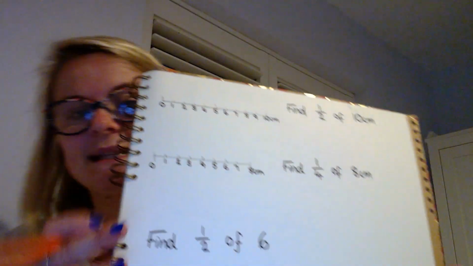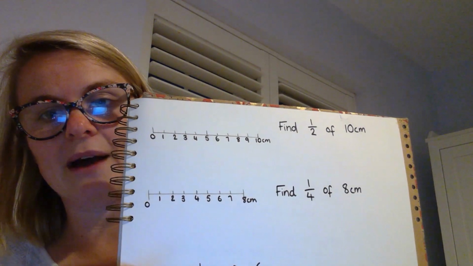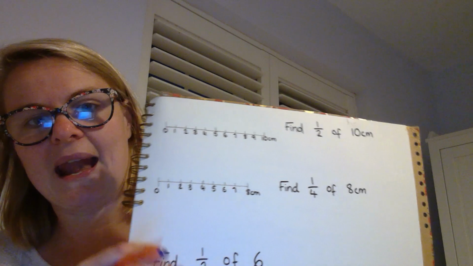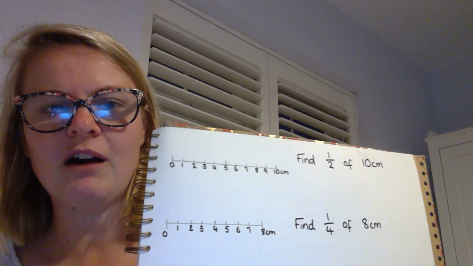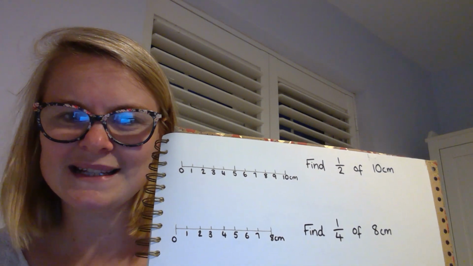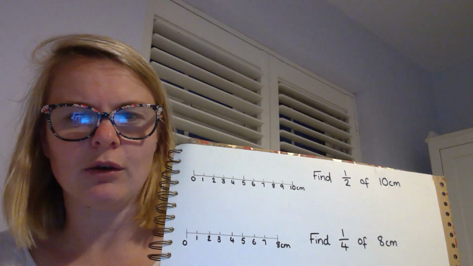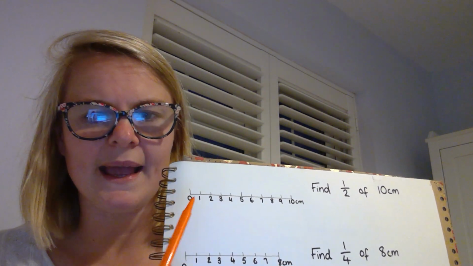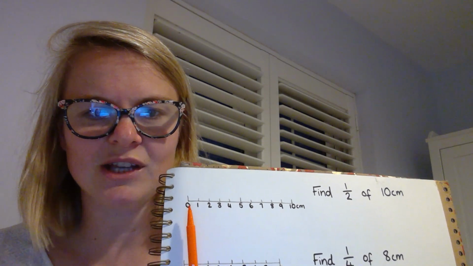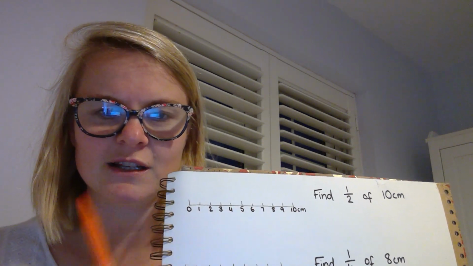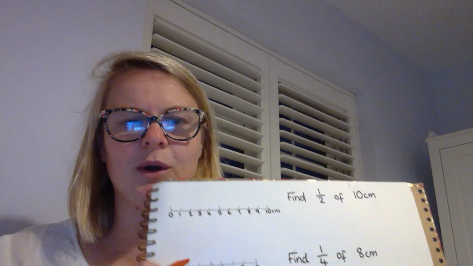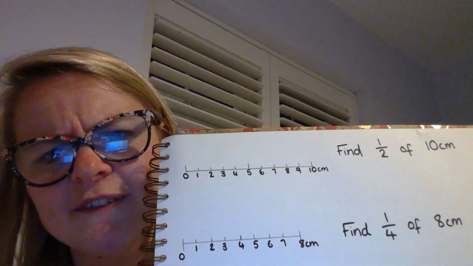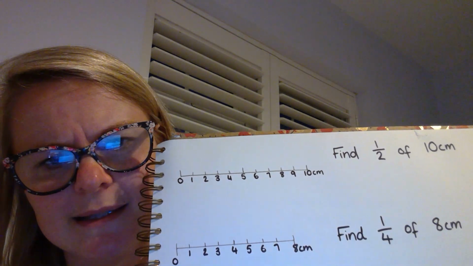So I have got some lengths here that I have drawn out in my book. Okay, now my question is to find half of 10 centimetres. So I have got my ruler here. You have to imagine this is 10 centimetres on a ruler. It's a 10 centimetre line. And I need to work out what half of 10 centimetres is.